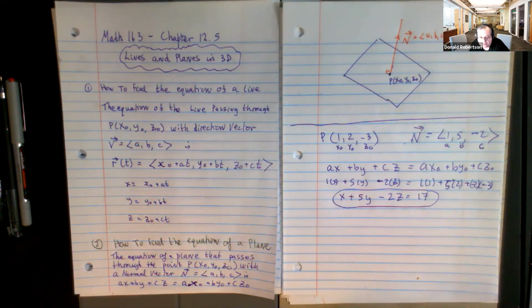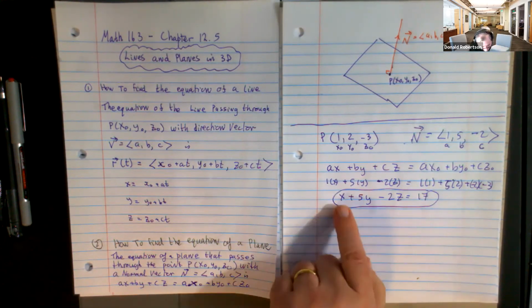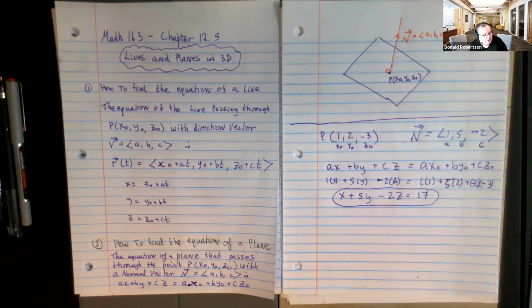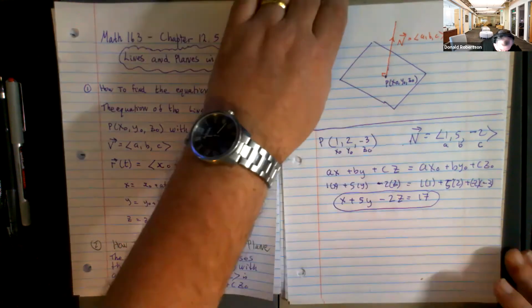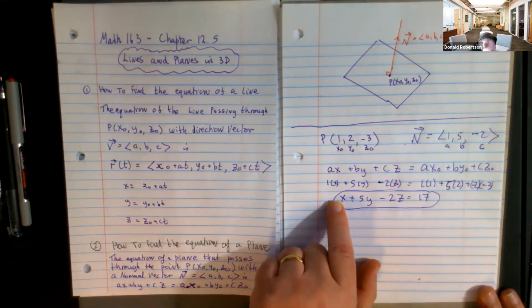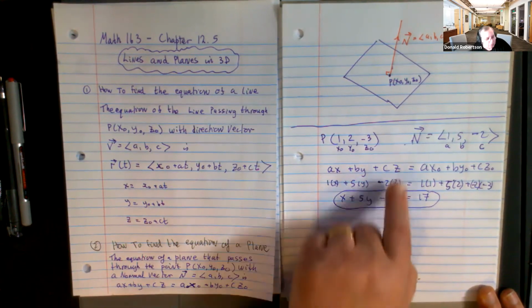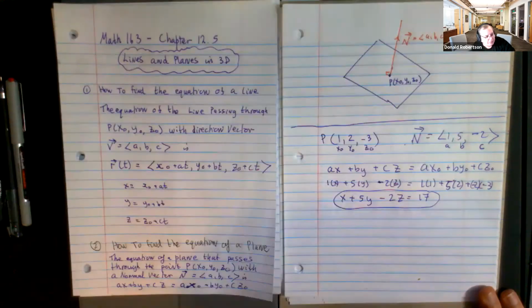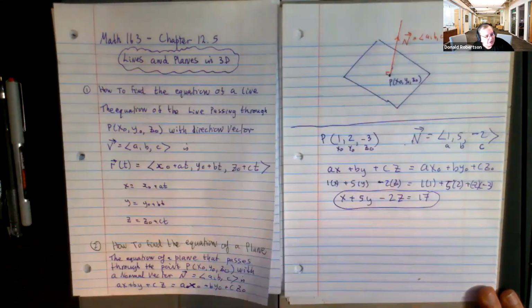Now the equation of the plane is a linear combination of x, y, and z. So if you ever see a surface in 3D and they tell you its equation, and it's made up of a linear combination of x, y, and z, you are looking at a flat piece of paper, a plane, as we call it in 3D.